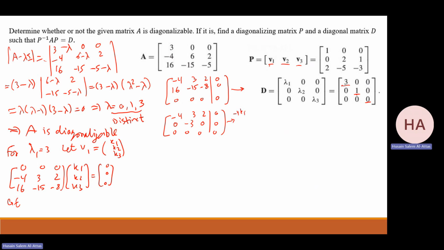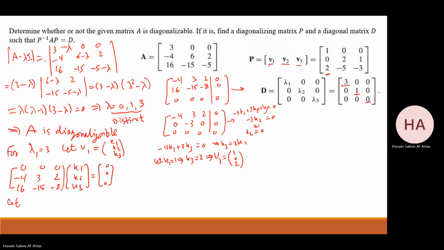You have minus 4k1 plus 3k2 plus 2k3 equals 0, and you have minus 3k2 equals 0. So from here, k2 equals 0. So I have minus 4k1 plus 2k3 equals 0, so k3 will be equal to k1. So my free variable is k1. I let k1 equal 1, so k3 equals 2. So my v1 will be 1, 0, 2, which is this one. Good.